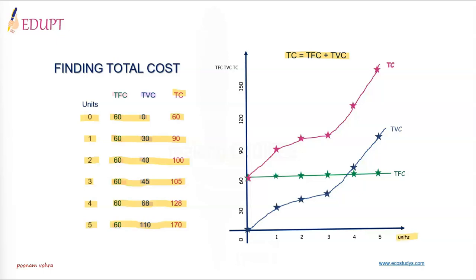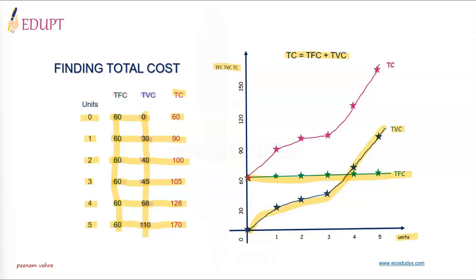When units produced are taken on the x-axis, total fixed cost, total variable cost and total cost are taken on the y-axis. On plotting first total fixed cost, one gets a horizontal straight line. This has already been explained earlier, and by plotting the values of total variable cost, one gets a curve which is inverted S-shaped. This also you have understood.